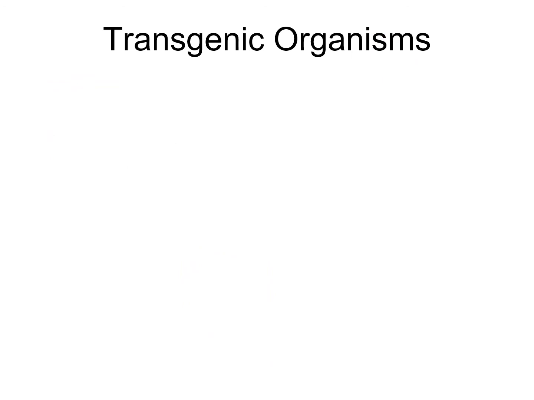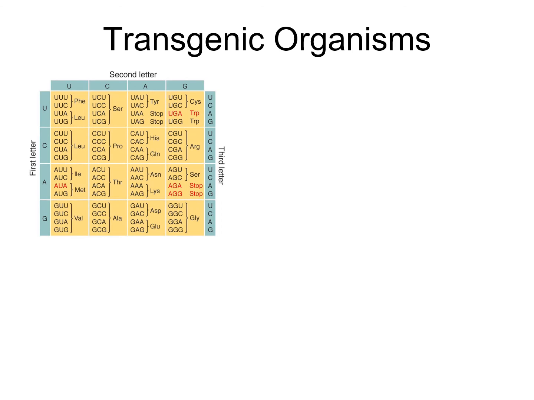Genetic engineering can also produce transgenic organisms. The idea behind a transgenic organism is to take a gene from one organism and put it into a recipient organism so that the recipient can now produce the original protein. And the reason we can do this is because of the genetic code.